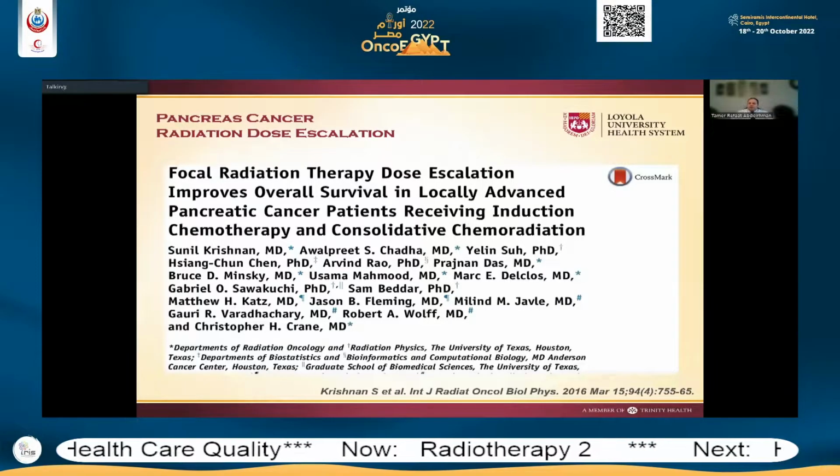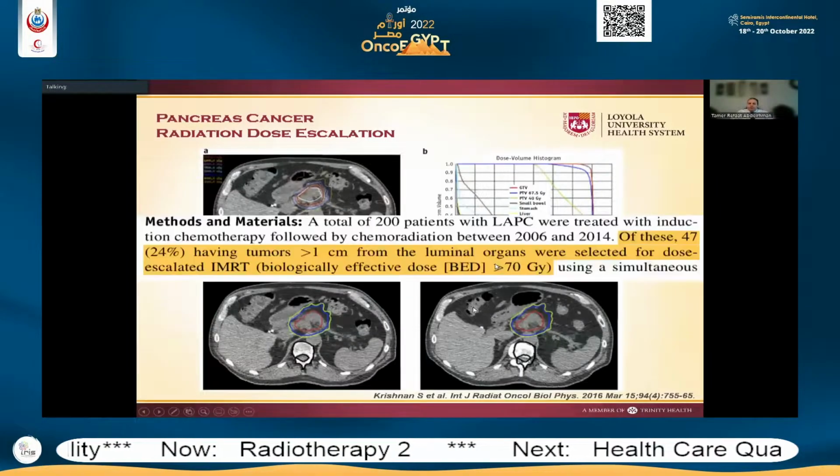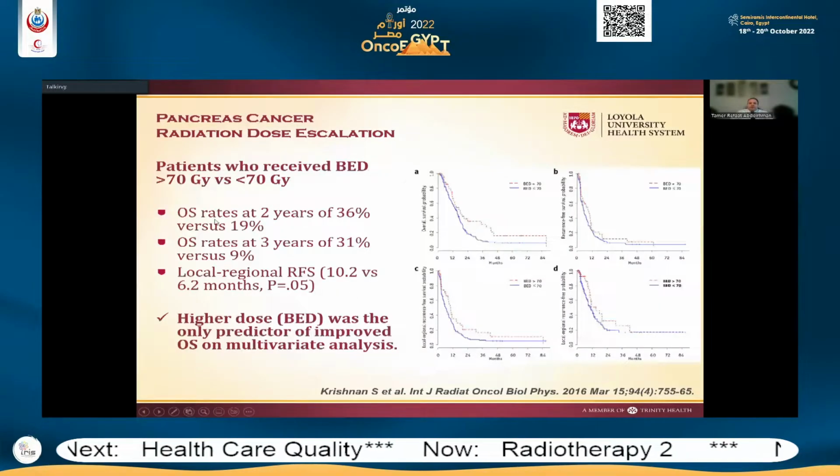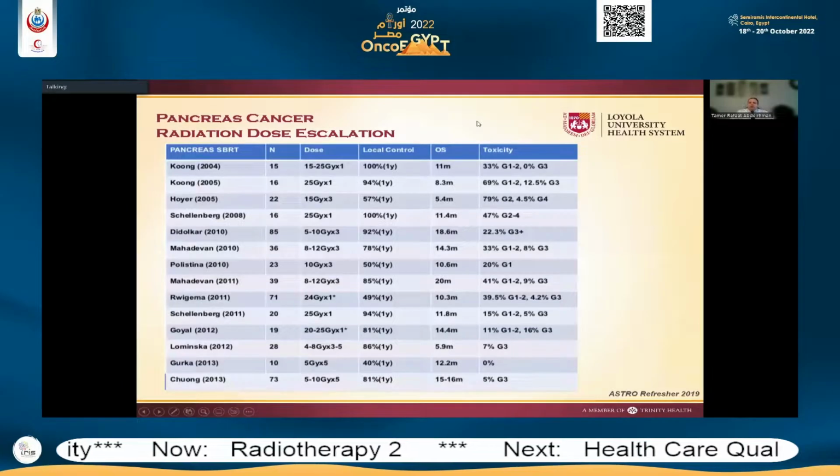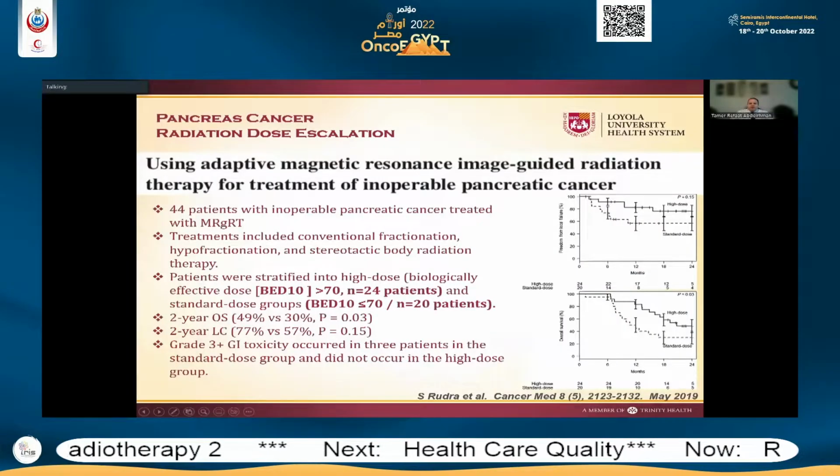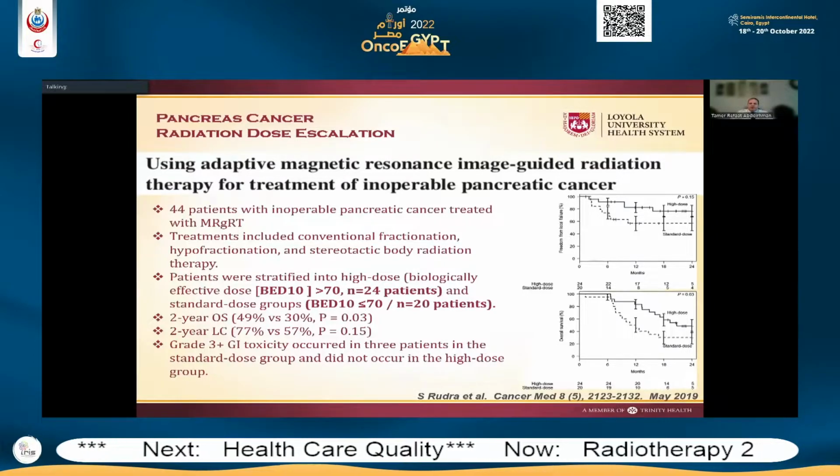We have some data also that dose escalation for locally advanced pancreas cancer improves survival actually. Retrospective data from MD Anderson, however, if they are able to safely escalate the dose to more than 70 gray biologically effective dose, that resulted in significant improvement in overall survival at 2 years, 3 years, and recurrence-free survival as well. There are many data for SBRT in pancreas cancer showing the benefit of dose escalation, including the incorporation of MRI-guided radiation therapy in operable settings.